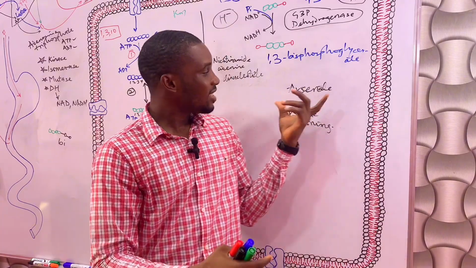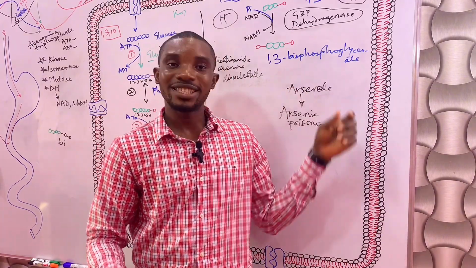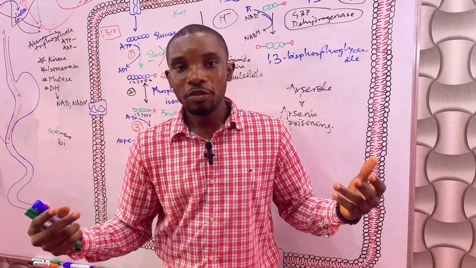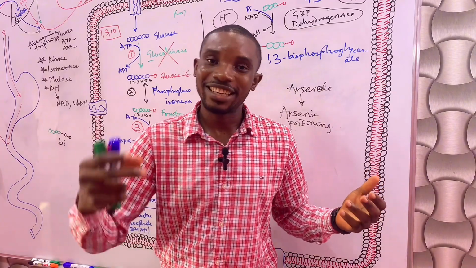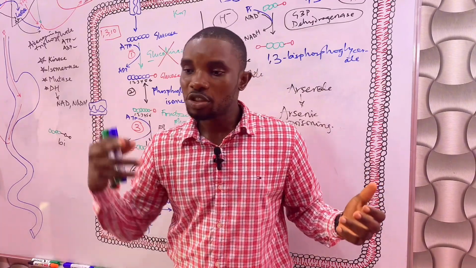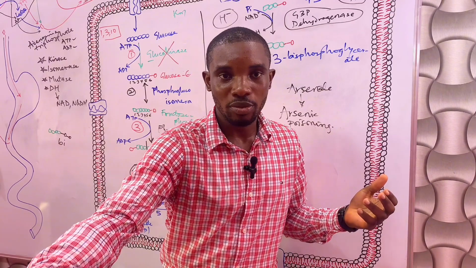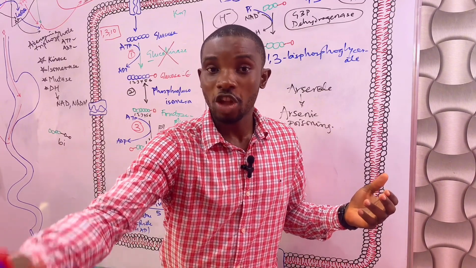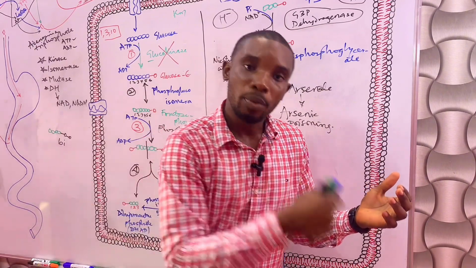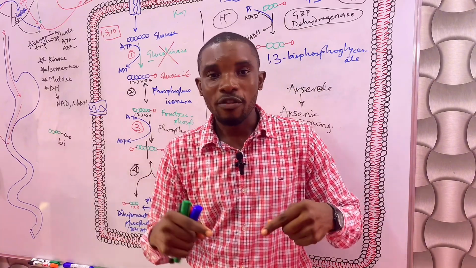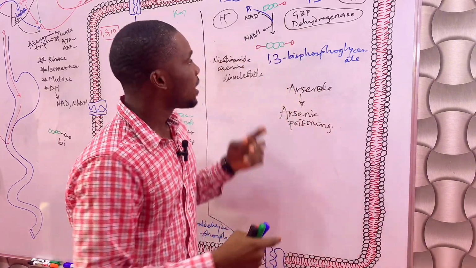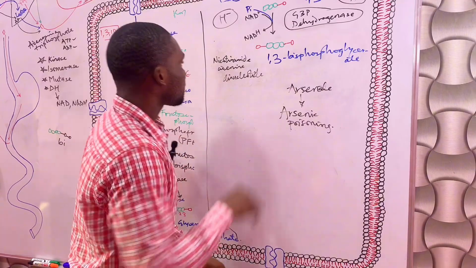But in arsenic poisoning, there is much arsenate within the cell. And not knowing the difference between a phosphate and an arsenate, I will just stretch my hand and take something that resembles a phosphate, not knowing it's an arsenate, and put it over there. And then the person will now have what? One arseno phospho.